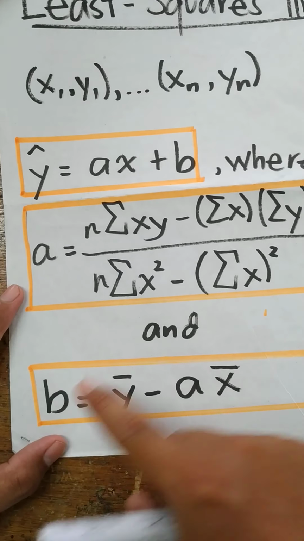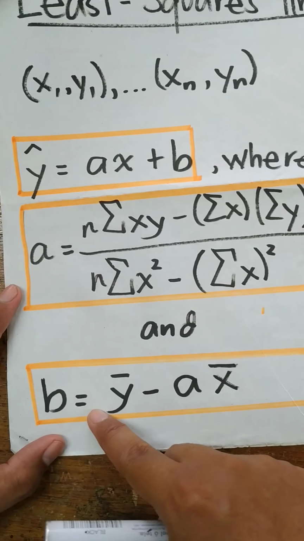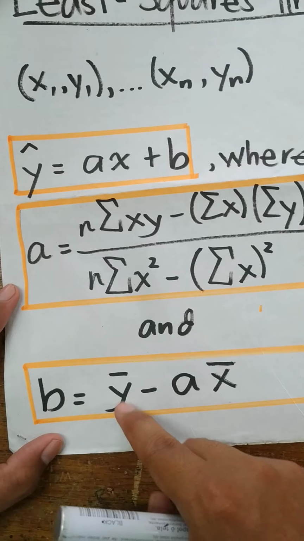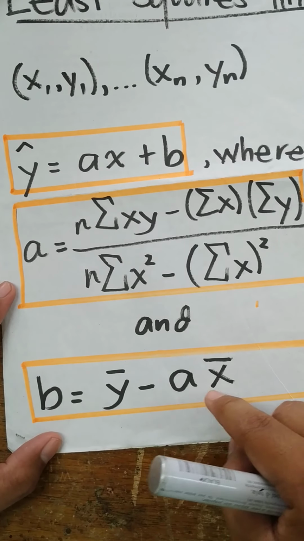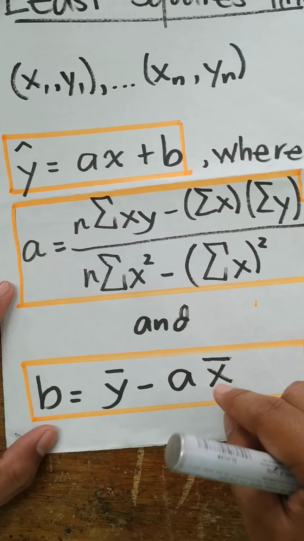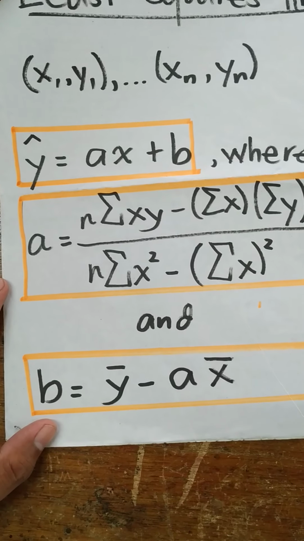You must also remember that b stands for the mean of y minus the slope times the mean of x.